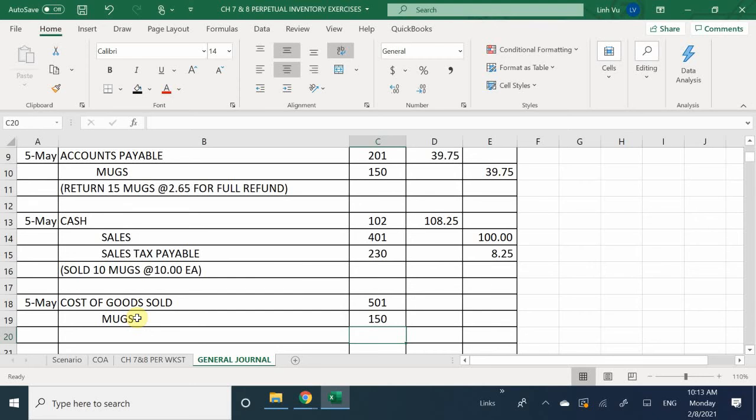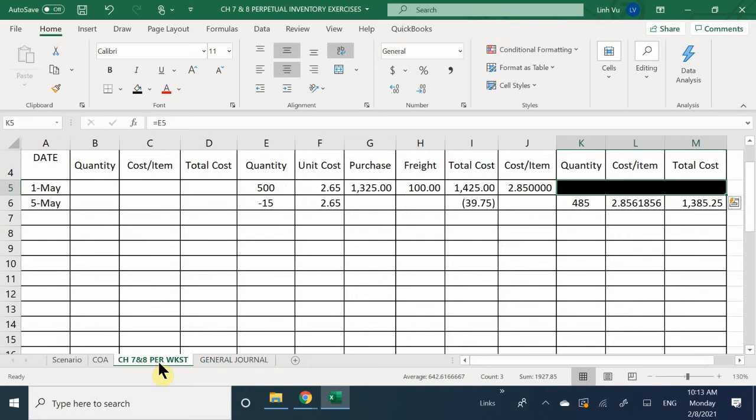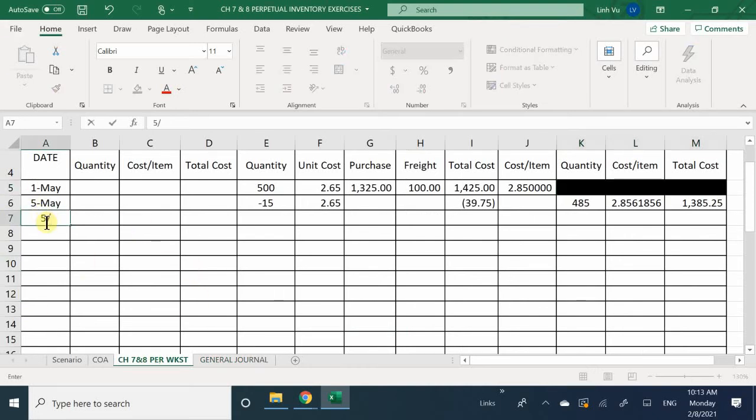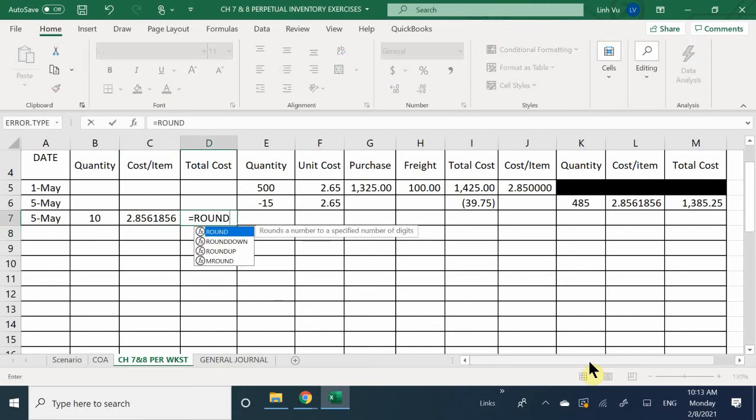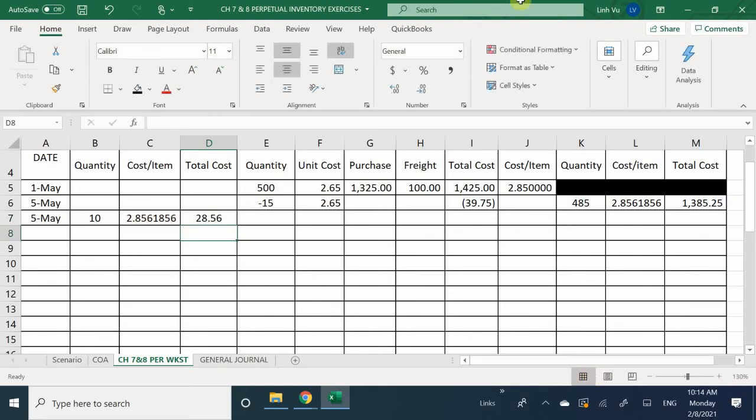So what I'm going to do now is go into my inventory worksheet and solve for my cost of goods sold. So here on May 5th, how many mugs did we sell? 10. All right. At what cost per item am I going to use? 2.85618. Good. So in this case, I'm going to do my equal round because again, it's not a very nice number. So what is my total cost of goods sold here? $28.56. And of course, I'm going to go ahead and update my inventory right now.